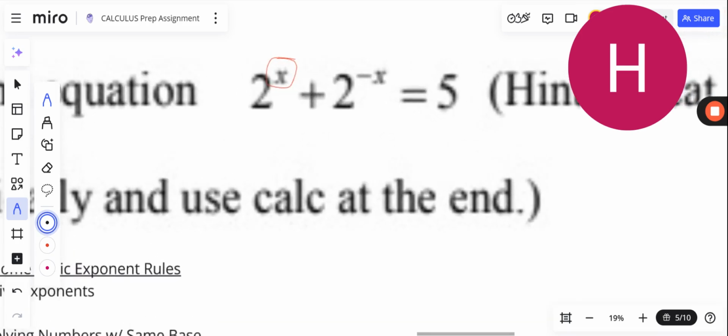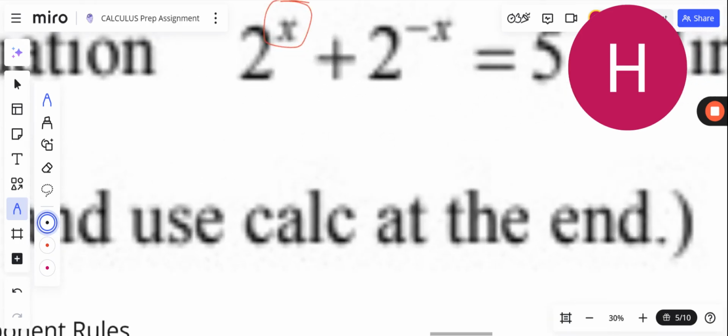And in case it's difficult to see, let me do a better job at writing this. This is 2 to the x plus 2 to the negative x equals 5. So it's clearly exponential because we have a variable in the exponent. It's not obviously quadratic yet. In order to reveal that, we need to explore the exponent rules for this negative power.